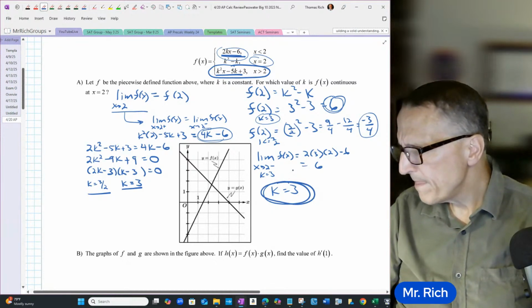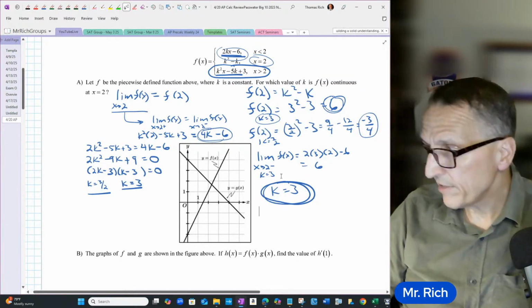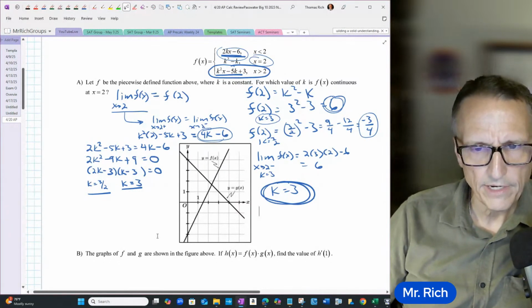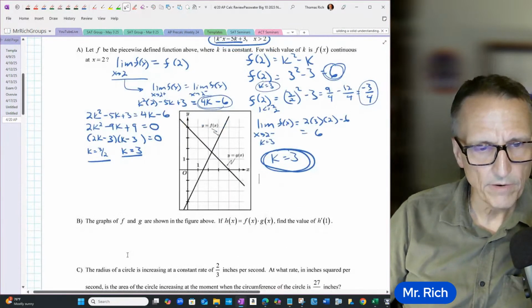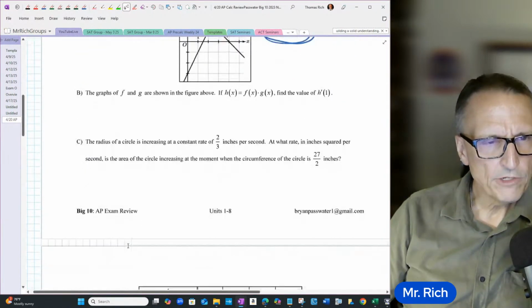For f of 2, when k equals 3 over 2, you got a negative 3 over 2. Yep. So when you plug that in, it confirms that that's not going to be our answer. Okay, awesome. So let's go to part B here.